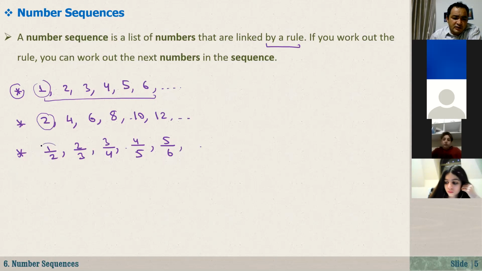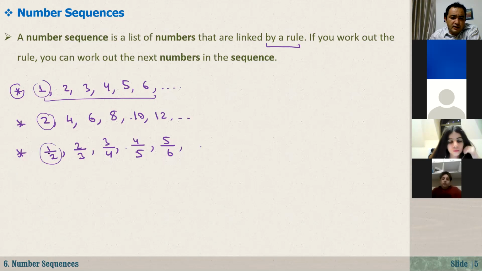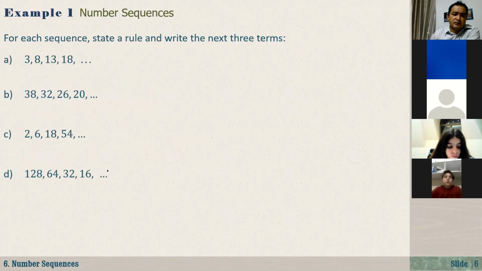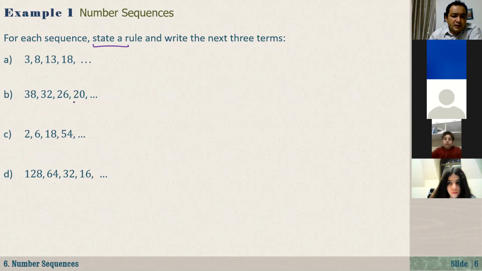And how about here? It is a fraction. Each time, the numerator starts with 1 and the denominator is 1 more than the numerator, moving in this pattern, right? 1 over 2, 2 over 3, 3 over 4, 4 over 5. Anyway, we are going to talk about this kind of problem. For each sequence, state a rule and write the next 3 terms. Okay. Selin, let's start with you on question A, Alakbar B, Ibrahim C, and maybe D together.